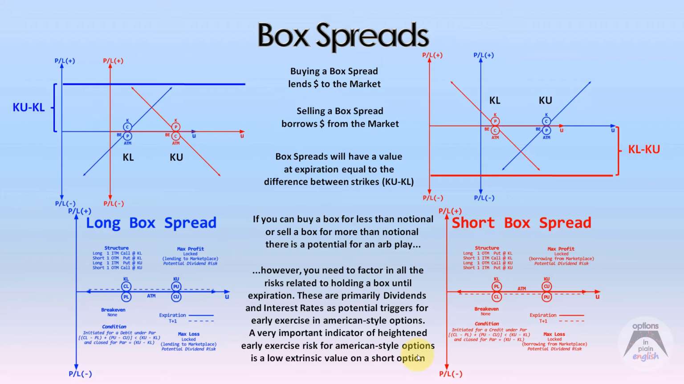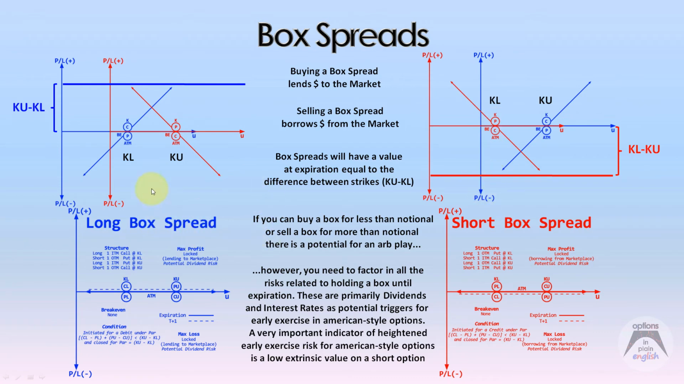So in summary, a box spread is a position that's made up of a long synthetic and short synthetic, which means long call, short put at a certain strike price, and long put, short call at a different strike price. If the one you buy is the lower strike price, then it's a long box, and if the one you sell is the lower strike price, then that's a short box.